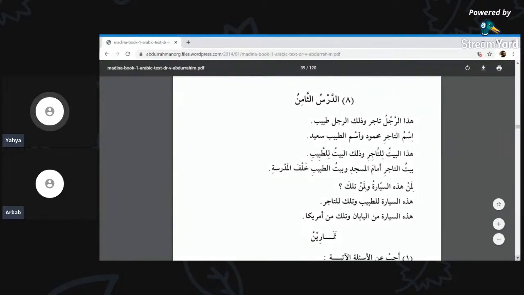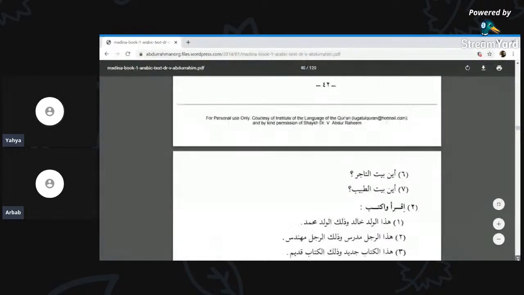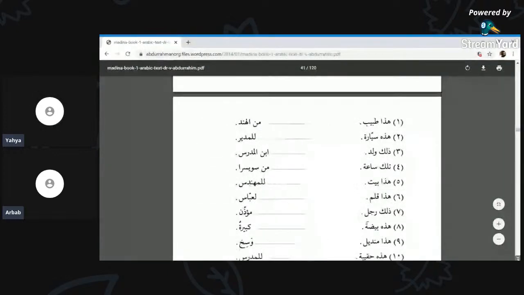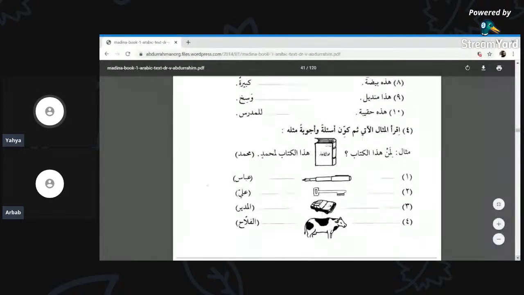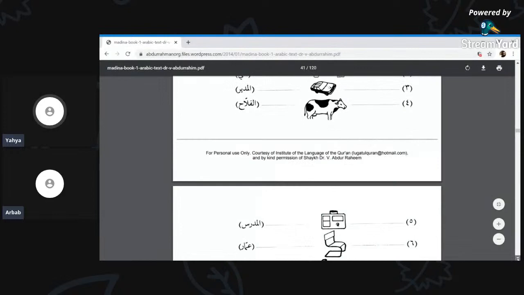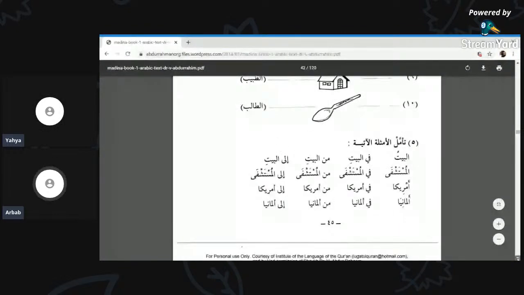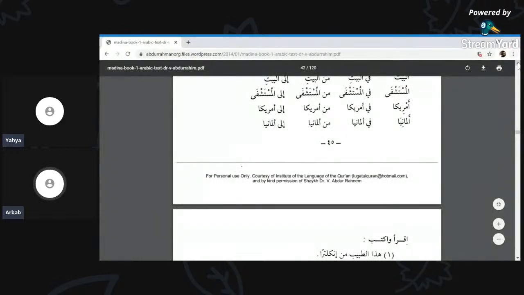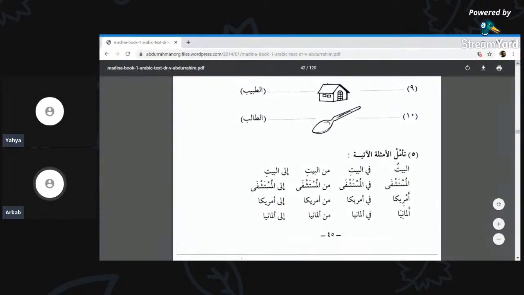Okay, ad-dars al-thamin, the eighth lesson. Let's scroll through this. Was this what you had in mind, Arbab, or did you want to spend more time going through this? No, I mean, so far the first half of the book is fairly straightforward. That's quite good. The second half of the book would be slightly more in-depth.